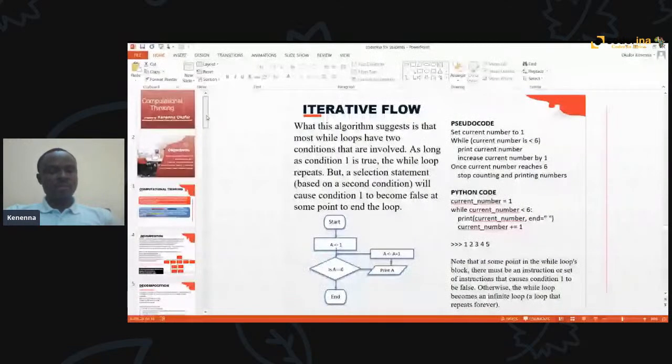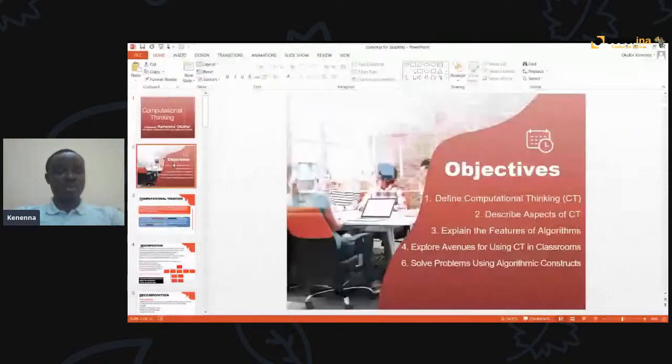It's very important that we first of all understand what we are expected to have at the end of this training. Number one is that we need to be able to talk about computational thinking in terms of the definition. Then it is also important that we are able to describe the aspects of computational thinking. What are the components of computational thinking? And then we should be able to give examples and illustrations.